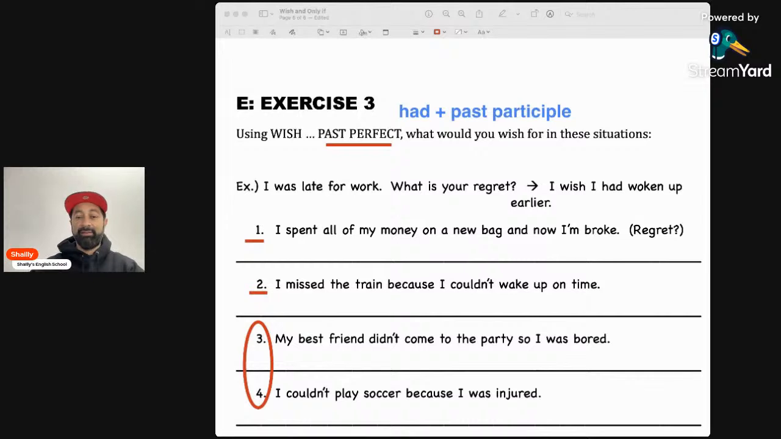So let's look here. We're making a wish about a past action. So number 1 says, I spent all of my money on a new bag and now I'm broke. What is your regret? What do you wish? And so the sentence here would be, I wish something had or hadn't.